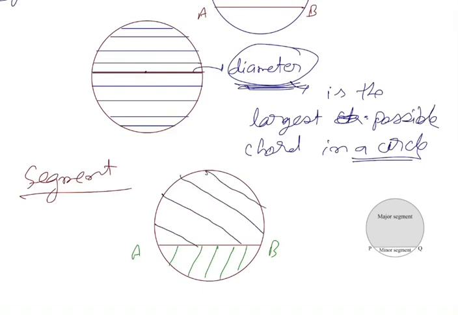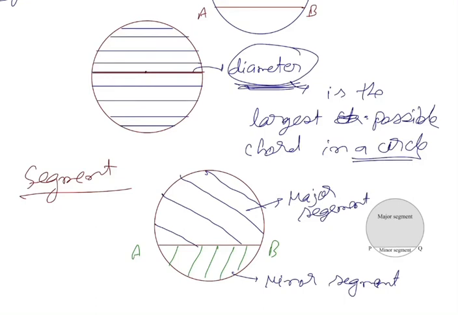Okay, so when a chord divides the circle into 2 parts, these parts are called segments. The smaller part is called the minor segment, and the bigger part is called the major segment. You can also see the same thing in this diagram. Okay, so this is the definition of a segment.